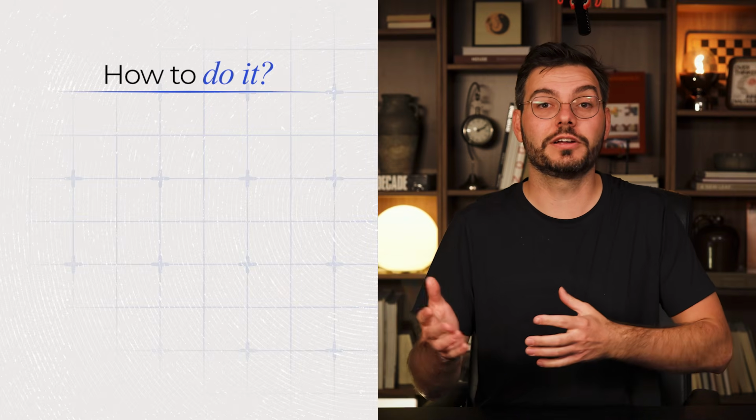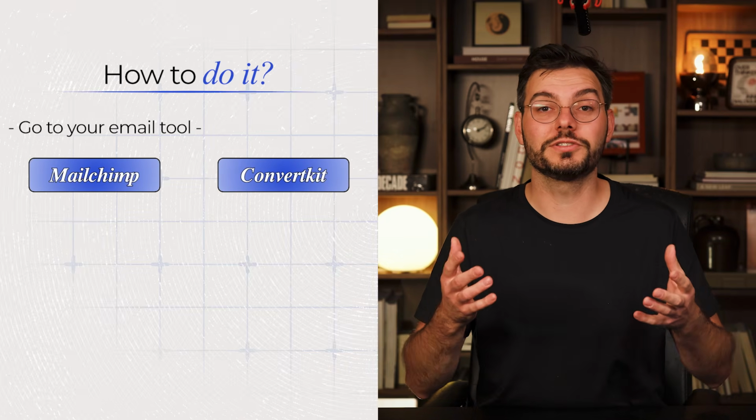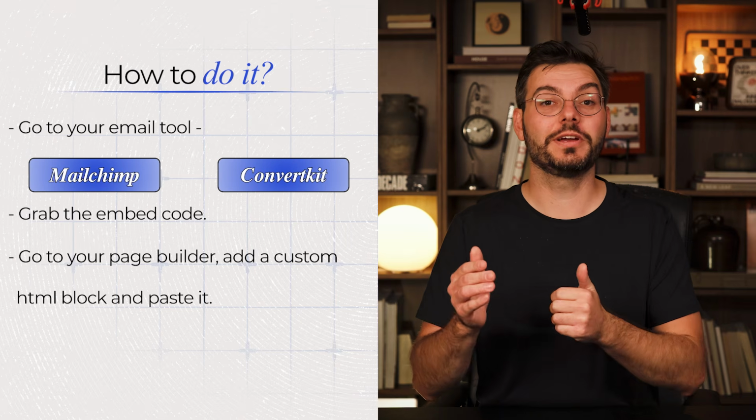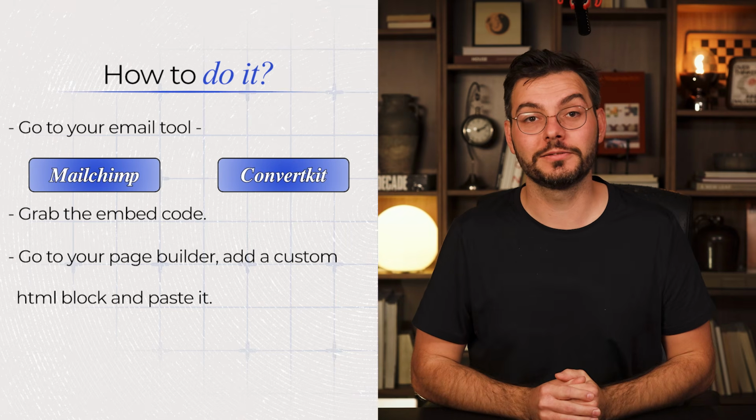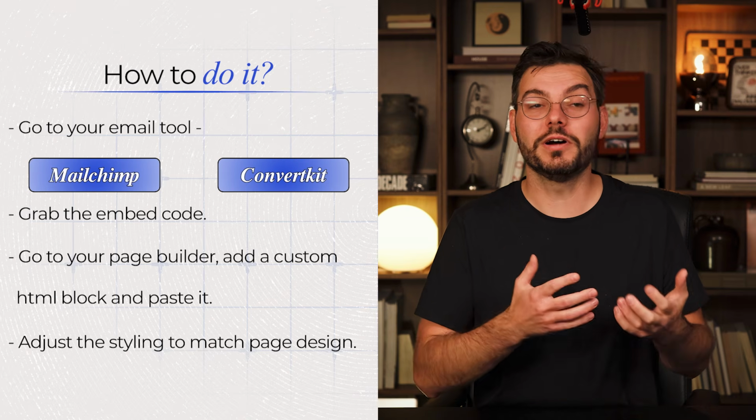So here's how to do it. Go to whatever email tool you have, whether it's MailChimp, ConvertKit, whatever you're using, and grab the embed code. Then go to your page builder and add a custom HTML block and then just paste it in there. Once it's in there, you might need to adjust it for styling a bit to match your page design, but that's pretty straightforward. Embedded forms convert better because there's no extra steps.